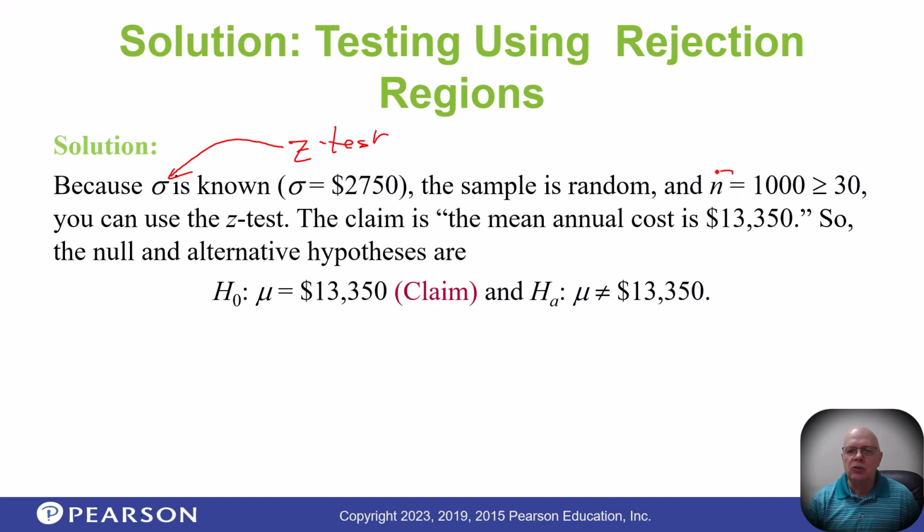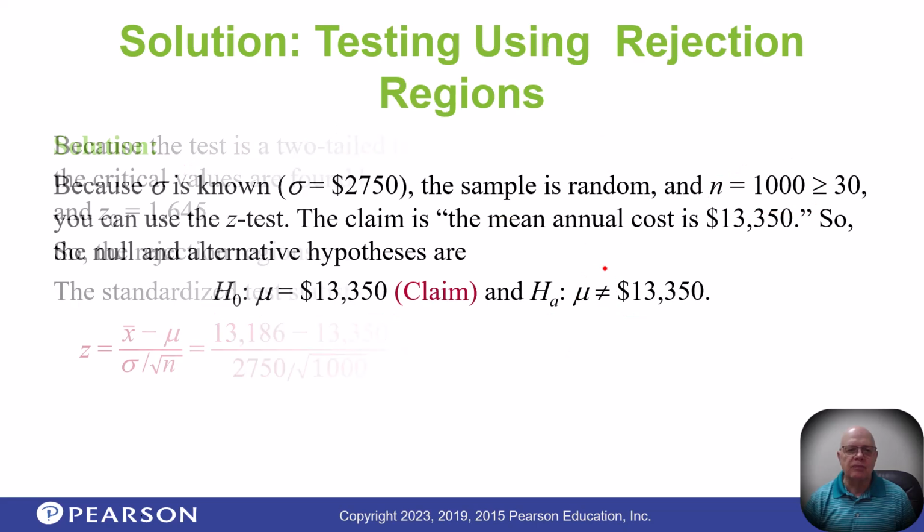Our n, we've got a nice big sample. So even though it doesn't say it's normally distributed, the sample size being this large says we can assume we can use the z-test. The claim is the mean cost is $13,350. So here's the claim as the null hypothesis and the alternate hypothesis. Two-tailed test because not equals.